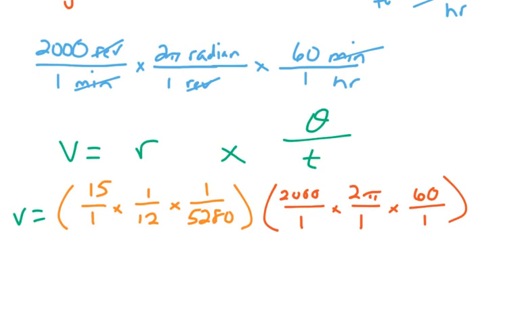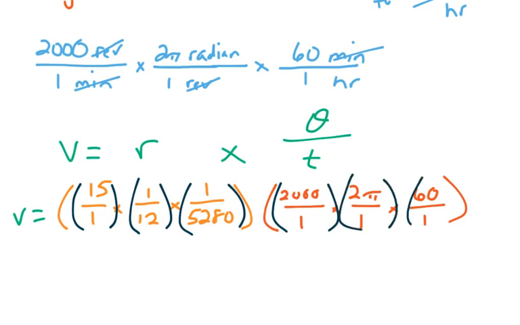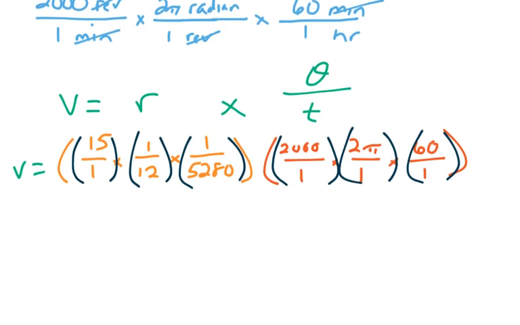If you want to just type this all in your calculator, you can. It really doesn't matter which way you want to do it. It's all multiplication, so you can put parentheses around everything if you want. You could go 15 over 1 times 1 over 12 times 1 over 5,280 times 2,000 times 2 pi times 60. That would be perfectly acceptable to put in your calculator, and that's fine if you want to do that. If you want to try to clean up the numerators, just take 15 times 2,000 times 2 pi times 60, and then do the same thing with the denominators and go from there. It's up to you, really, however you feel most comfortable.